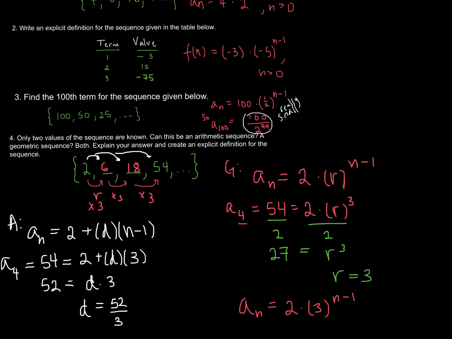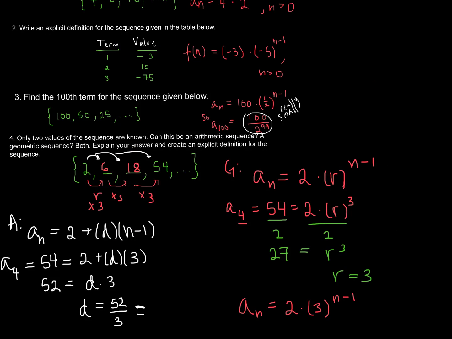Okay? So with a difference of 52/3, I can go from 2 all the way to 54 by the fourth step. I'll let you go ahead and figure this out. If you want to make this into a mixed number, that might be helpful. So 52 divided by 3, you could make that into a mixed number.